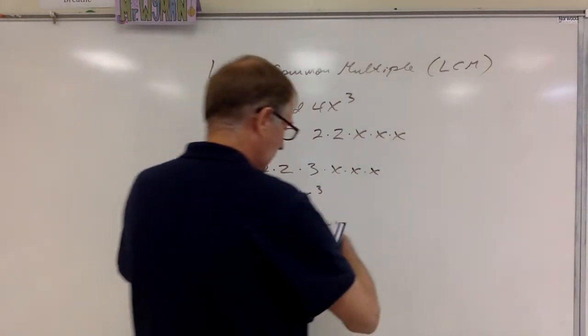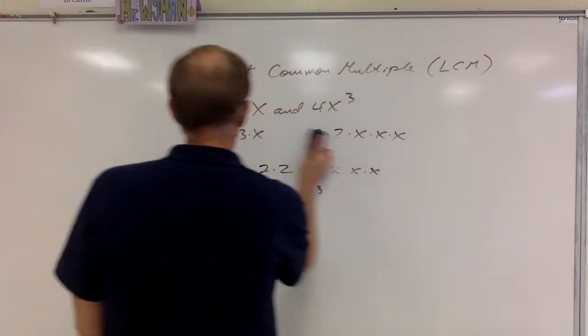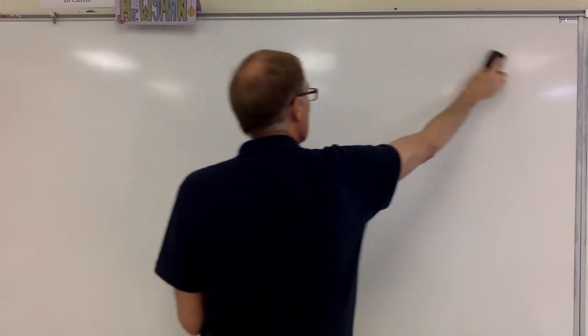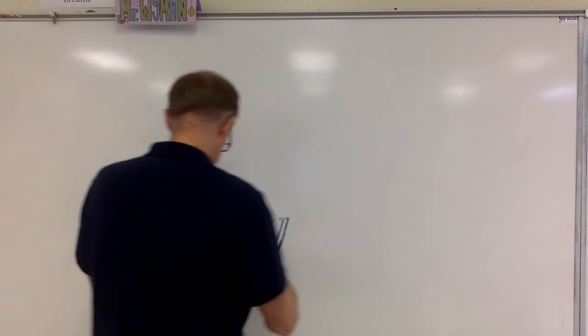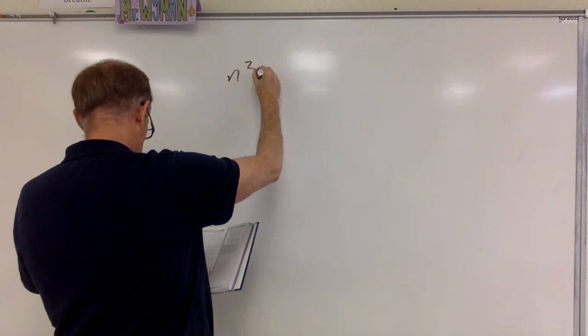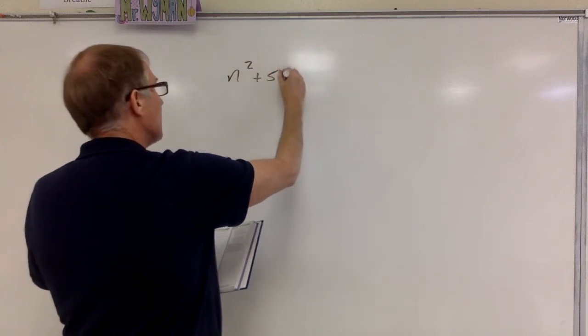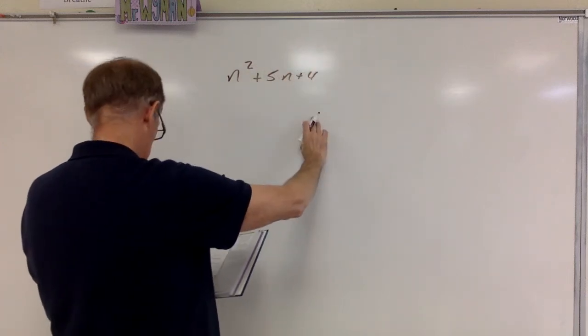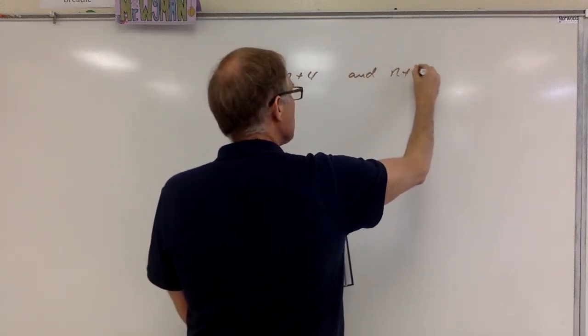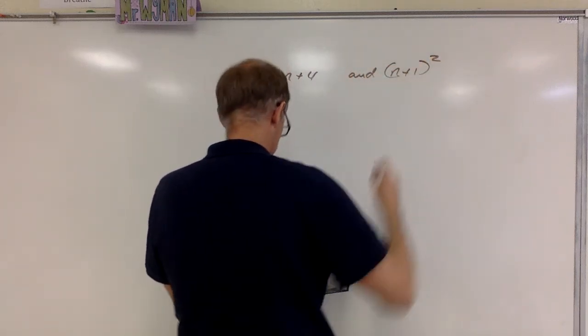They do this with a polynomial. I'm kind of rushing through this because they're going to kick me off campus here fairly soon. n squared plus 5n plus 4 and n plus 1 squared.